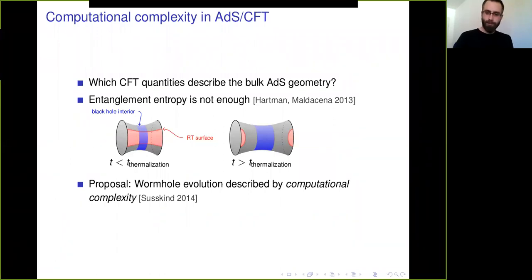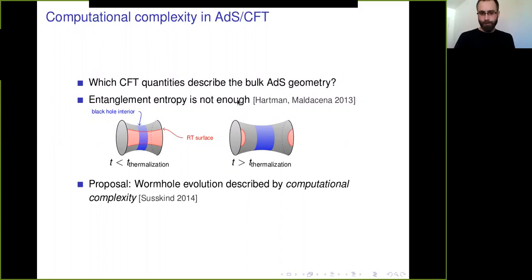A particularly striking example of such an entanglement shadow is the interior of a wormhole in the bulk AdS space. So at early times, this wormhole is rather small, and the RT surfaces go from one boundary of the wormhole to the other, and go through the wormhole. And so you can actually probe the black hole interior using these RT surfaces at early times. However, as time grows, this wormhole becomes larger and larger, and at some point, the minimal surface consists of two disconnected components at different boundaries of the wormhole. So at late times, you cannot say anything about the black hole interior just using entanglement entropy.